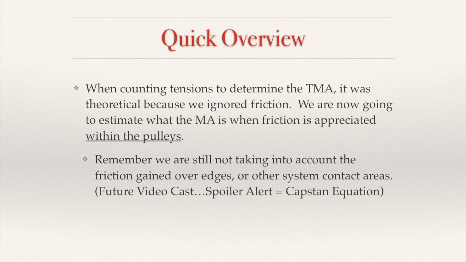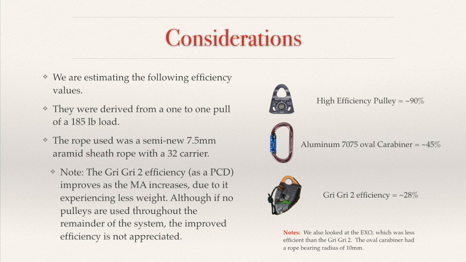And when we use various equipment, how that kind of changes the entire system. Every pulley in our system contains some friction to various degrees. This is based on multiple variables, like mainly what the pulley construction is. Is it a bushing pulley versus a sealed bearings, along with other factors that we'll actually discuss a little bit later in this presentation. We'll review a few common devices and what their efficiencies are and what it means to your mechanical advantage system. Remember, we're still not taking into account any of the friction that we gain over edges or other system contact areas. That's going to be for another video cast in the future.